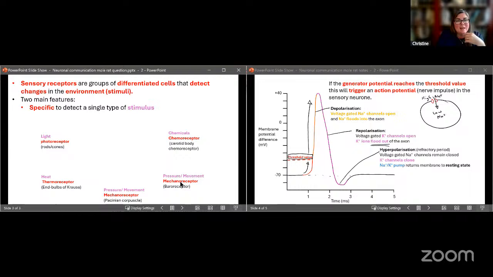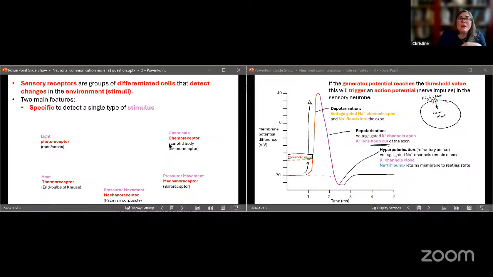You have mechanoreceptors. Mechanoreceptors are ones which are going to detect pressure and movement. So it could be, for example, the Pacinian corpuscle, which you need to know about, or it could be a baroreceptor, which is to do with your blood pressure. A baroreceptor in your carotid artery and in your aortic arch is going to detect the blood pressure that is being pumped around the body and therefore signal whether the sinoatrial node needs to increase or decrease its frequency. So all of these are sensory receptors.